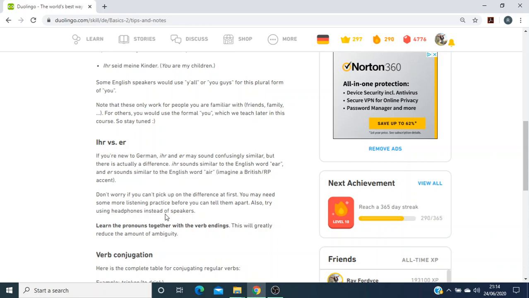Also, try using headphones instead of speakers. Well, I'm using speakers so that you can pick up the sounds on the recording. Learn the pronouns together with verb endings. This will greatly reduce the amount of ambiguity.